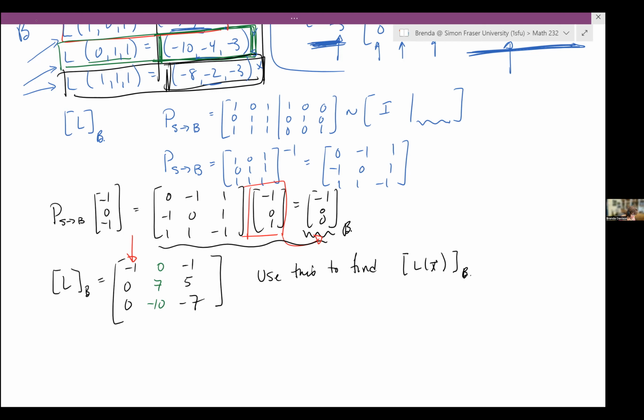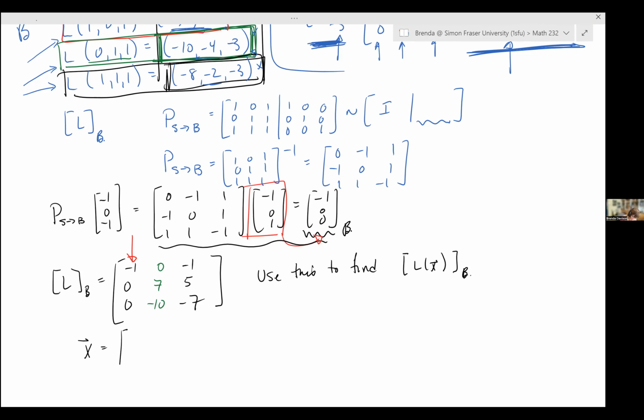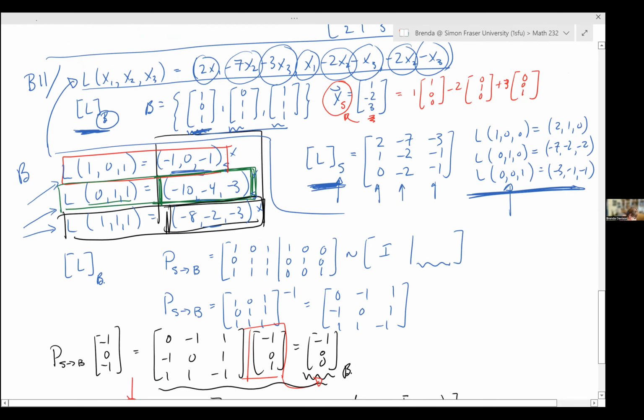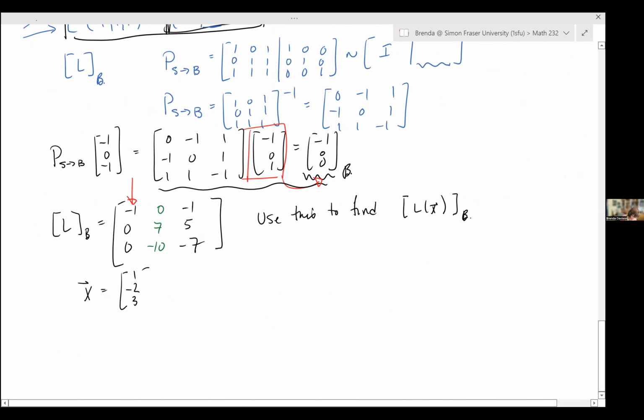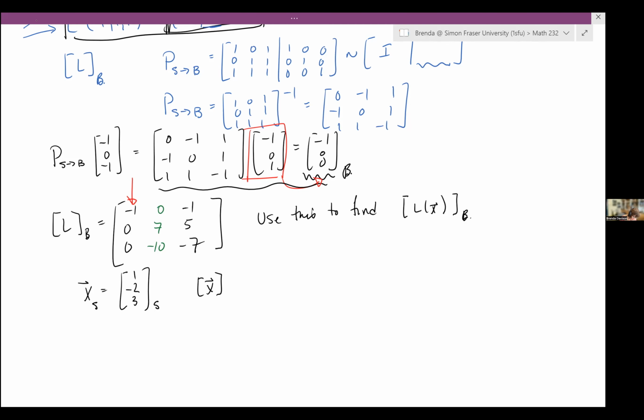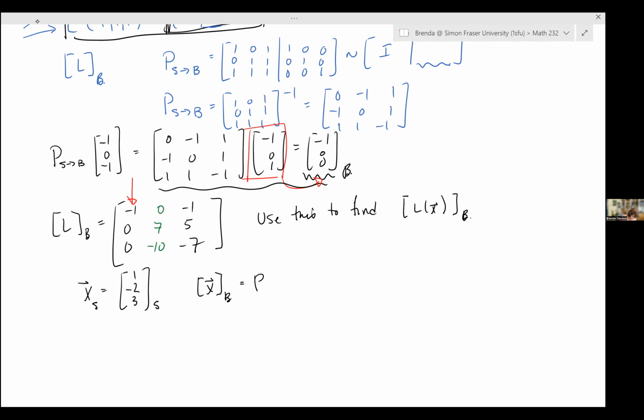Okay, so how do we do that? Well, we are told what X is. Let's scroll back up here, it's right here: 1, minus 2, 3. But let's remember that is relative to the standard basis vectors. So what we need to do is transform X. We have to represent it. We have to do a change of coordinates.